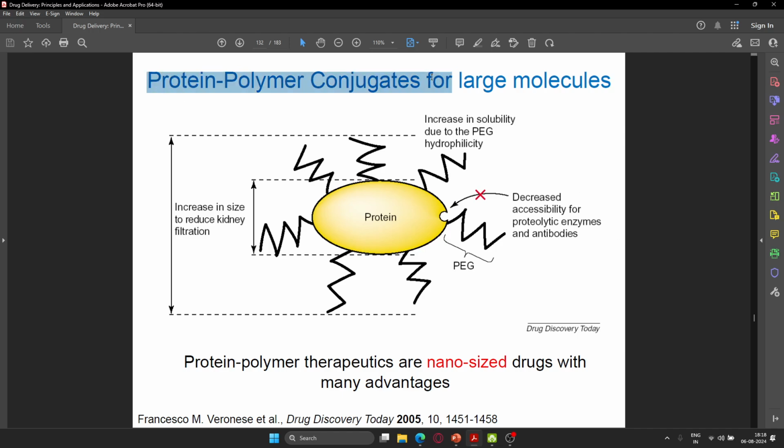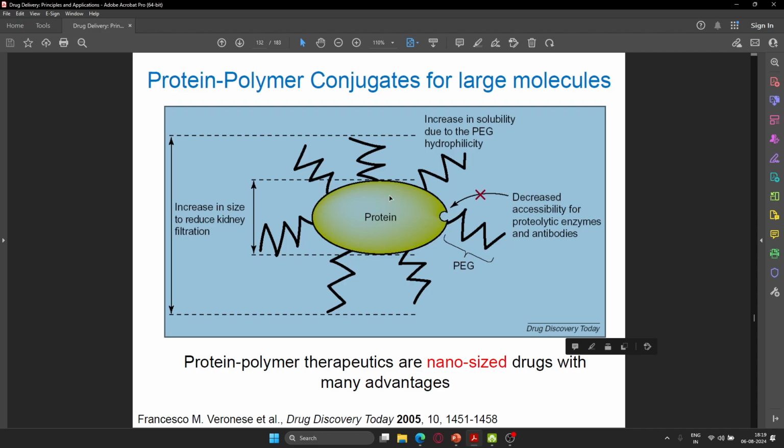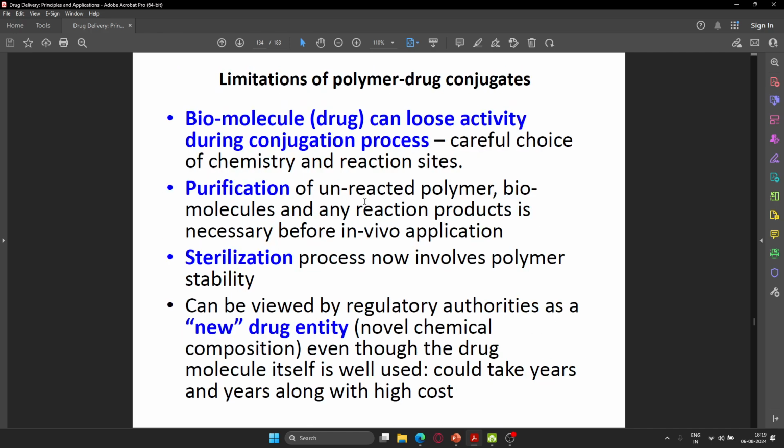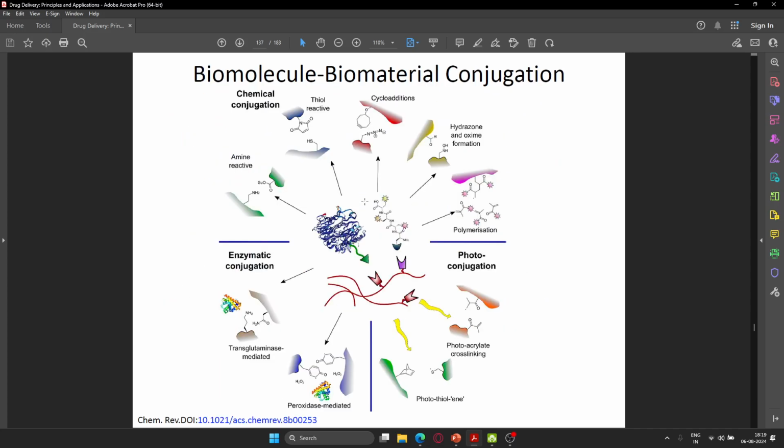You can also have protein polymer conjugates for very large molecules. If your protein is too big, you can have PEG conjugates that are basically attached to the protein. There are several advantages. It increases solubility in water, or the hydrophilicity of the protein, so it dissolves in water much more rapidly. Because you're increasing the size, you're also reducing how much of it is getting filtered out by the kidney, and you're reducing the accessibility of proteolytic enzymes and antibodies that can attack this protein, like we've discussed. So pegylation of proteins is one of the ways to prevent their degradation. Advantages, limitations, active site protection.